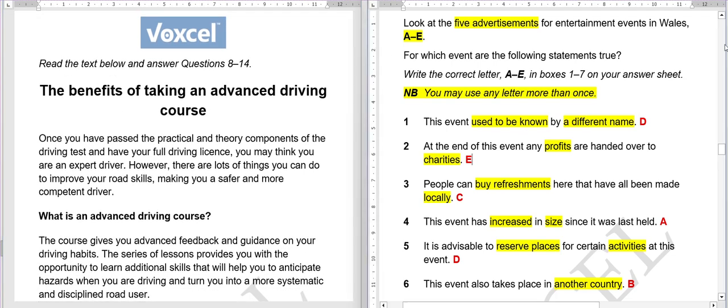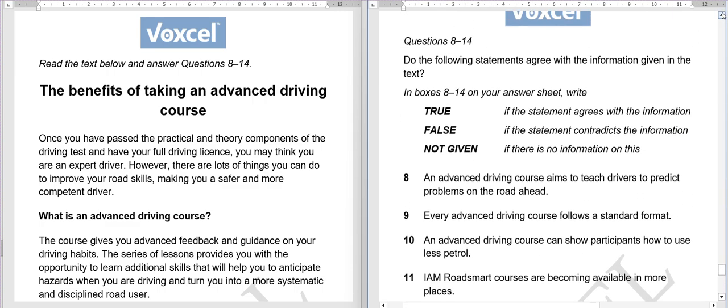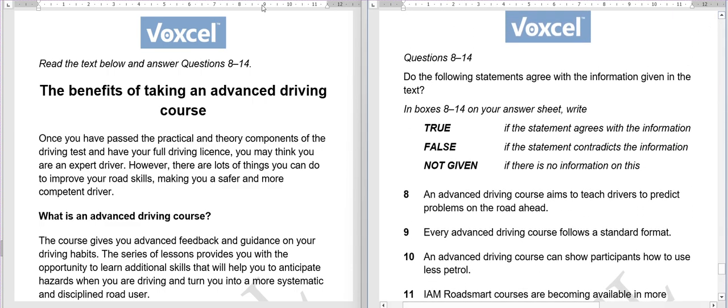So this is our text for that, and these are our questions. If you look closely, you can see the text below and answer questions 8 to 14. So here are questions 8 to 14. I hope you got my point. Now you know the drill. What do we do before anything? How do we start our reading text? Yes, by reading the title of the passage.